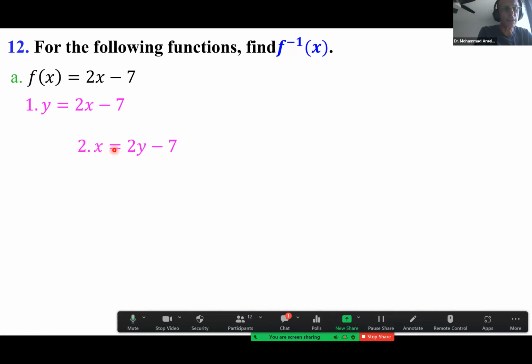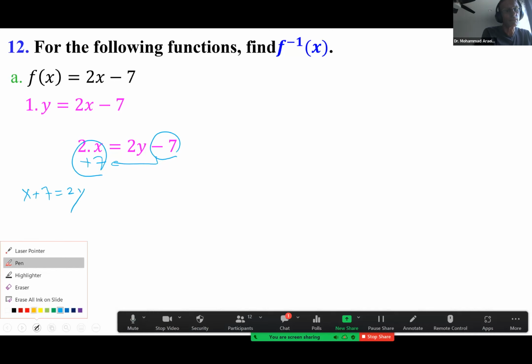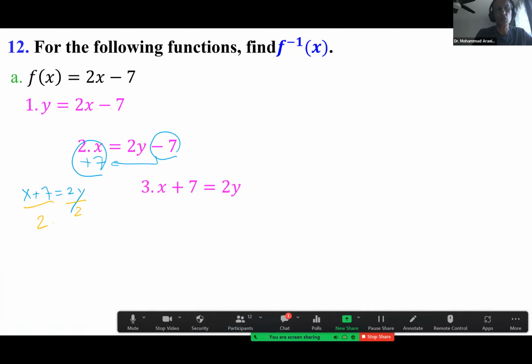So I'm going to move the 7. I get x plus 7. And I'm going to divide both sides by 2 to get to y. And that is the inverse.